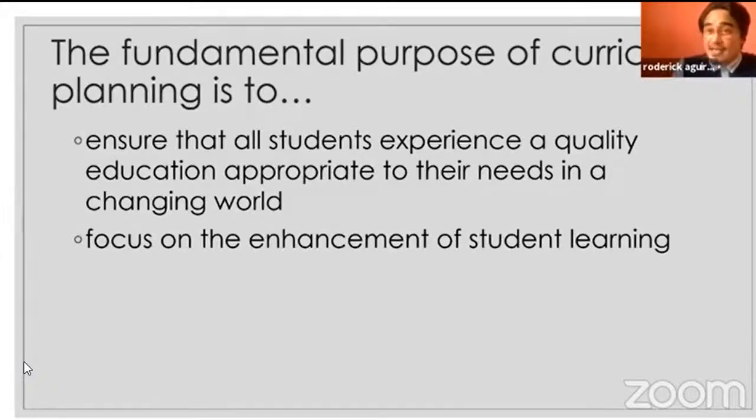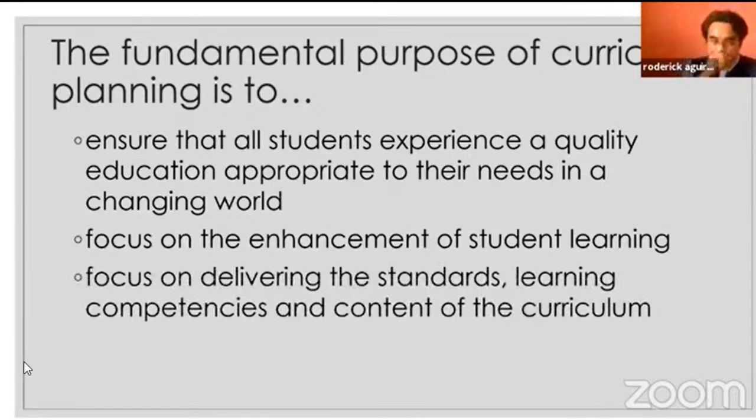Remember, there is no enhancement if there is no instruction. So instruction comes first before enhancement. I think we know that, right? Focus on delivering the standards, learning competencies, and content of the curriculum. Always remember, when we develop the materials, we begin with the standards and the learning competencies.